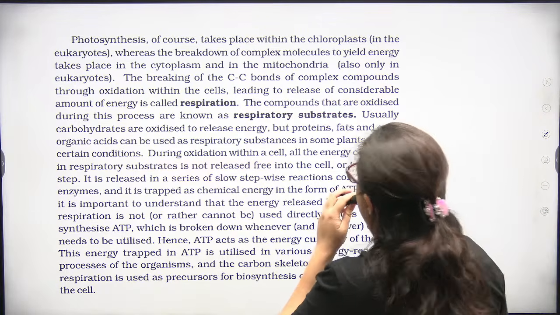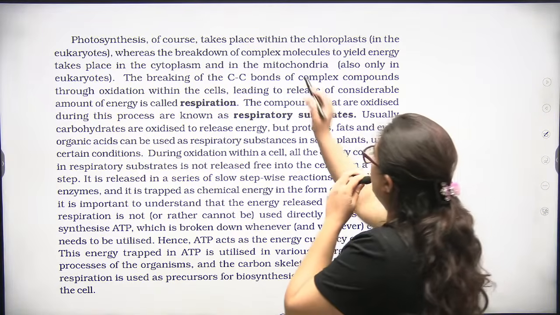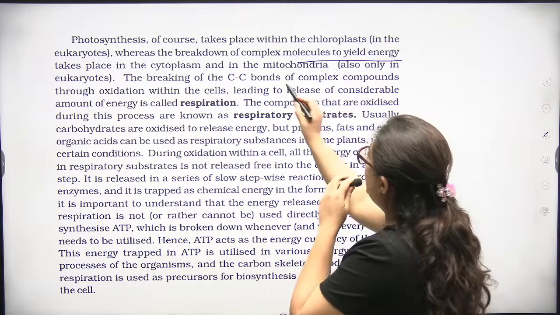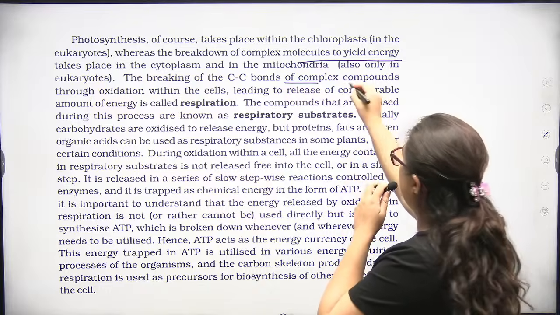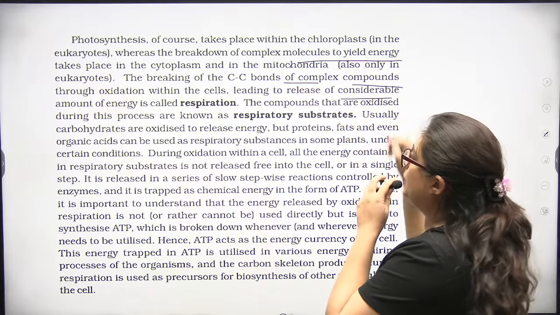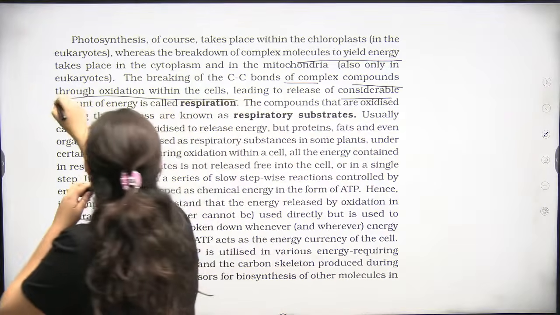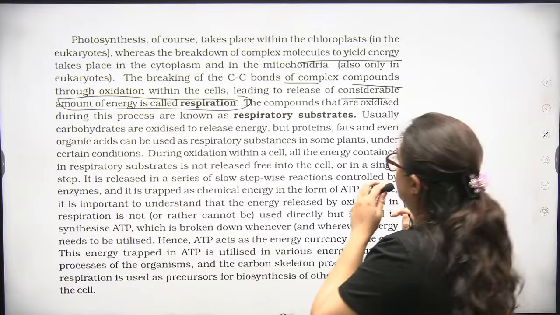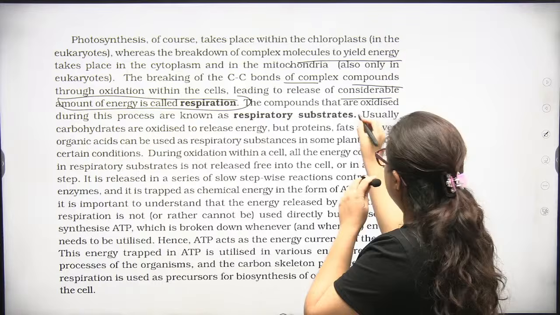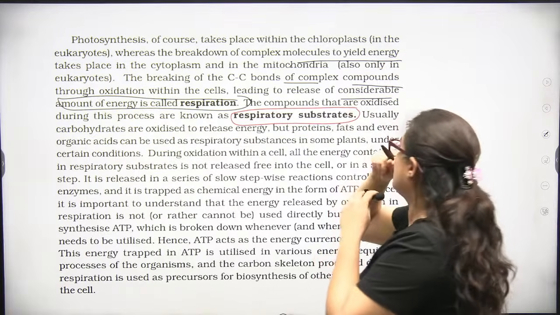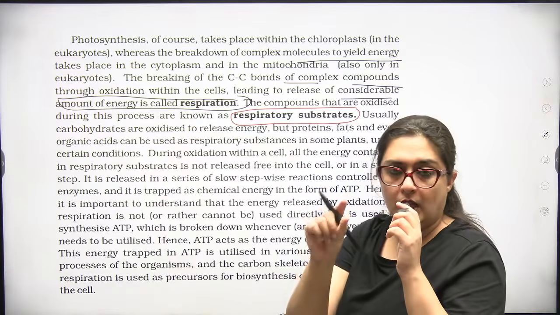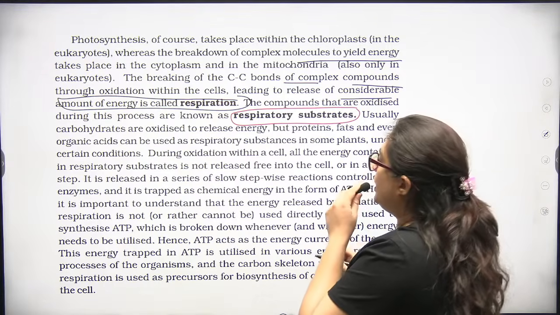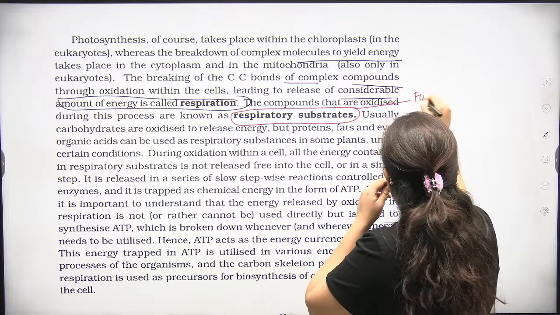Photosynthesis, of course, takes place within the chloroplast, whereas the breakdown of complex molecules to yield energy takes place in the cytoplasm. The breaking of C-C bonds of complex compounds through oxidation, leading to release of a considerable amount of energy, is called respiration, which I have already told you. The compounds that are oxidized during the process are respiratory substrates. The food is the respiratory substrate.